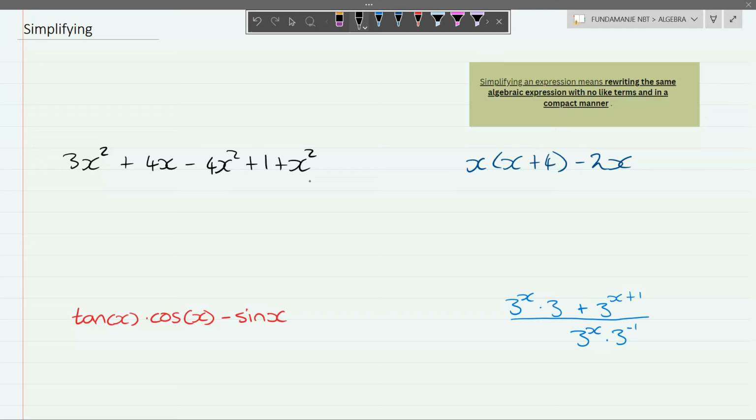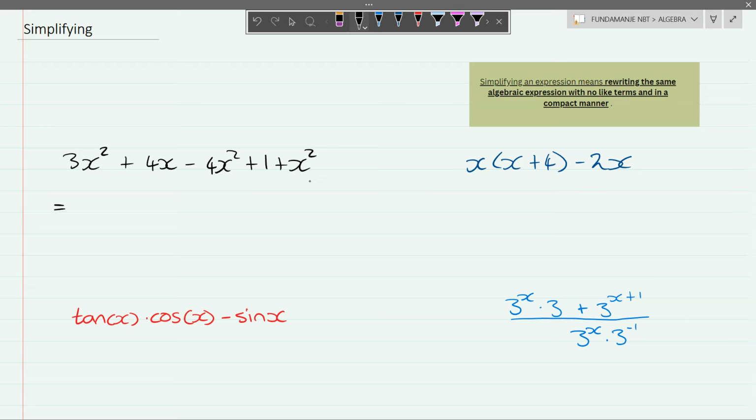Hi, in this lesson we want to talk a little bit more about simplifying. In the previous lesson we learned one method of simplifying, which was combining like terms to find a more compact version of the algebraic equation that we're given. Now, when a question asks you to simplify an expression, it means you need to rewrite the same algebraic expression with no like terms and in a compact manner.